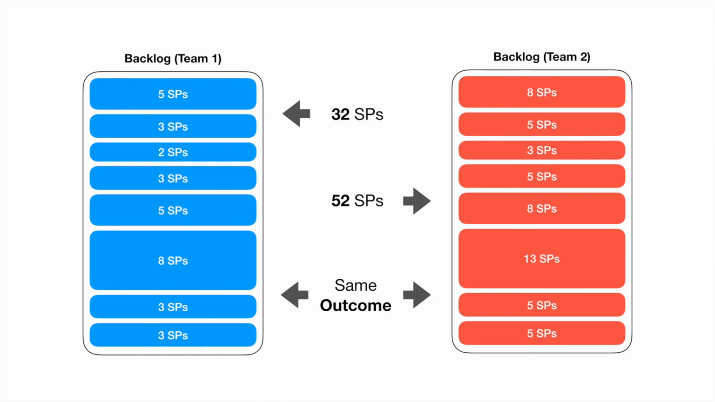We're producing the same value, the same outcome, but it just looks like Team 2 is a higher performing team because they have estimated their work higher than Team 1 has. But in reality, Team 1 and Team 2 are delivering the same, although Team 1 might actually be delivering more because they've estimated lower. It's just very difficult to compare teams with each other in terms of velocity.